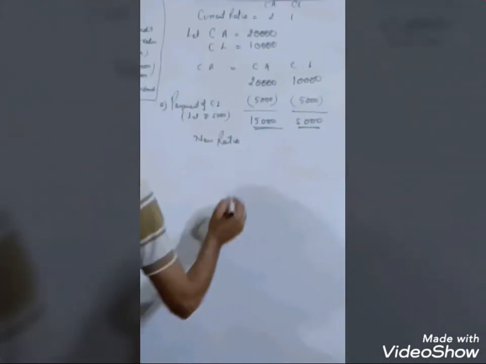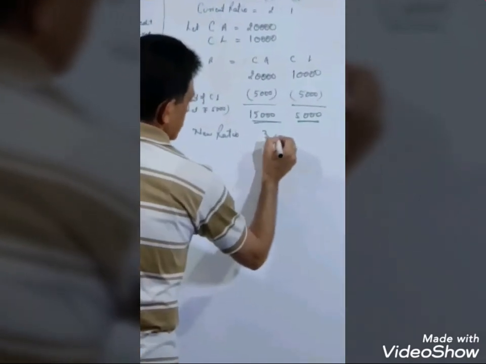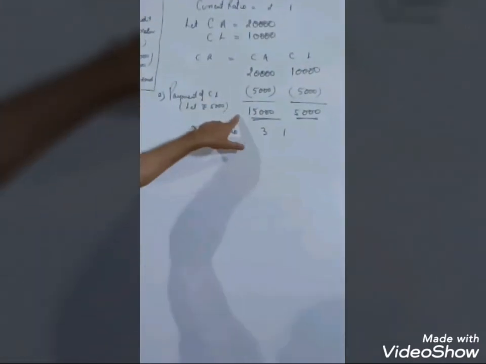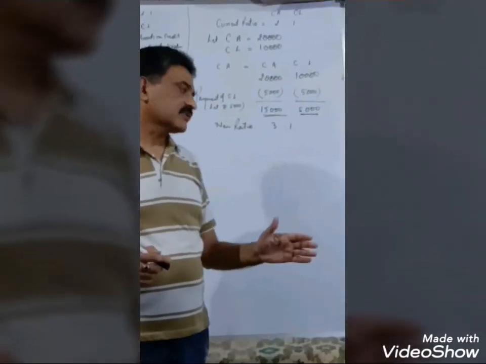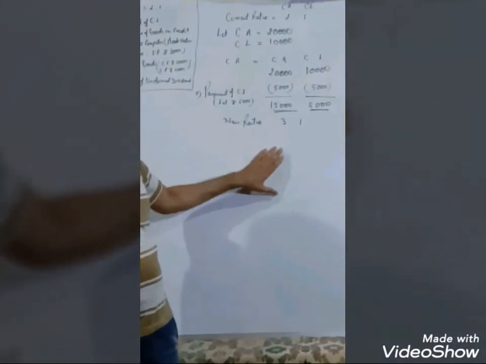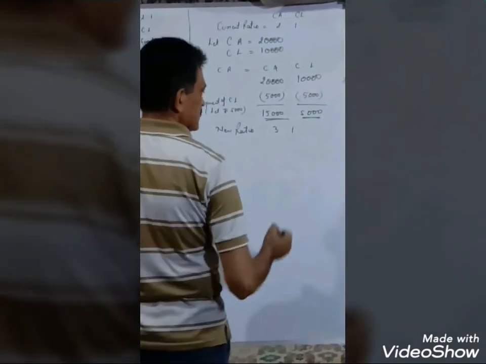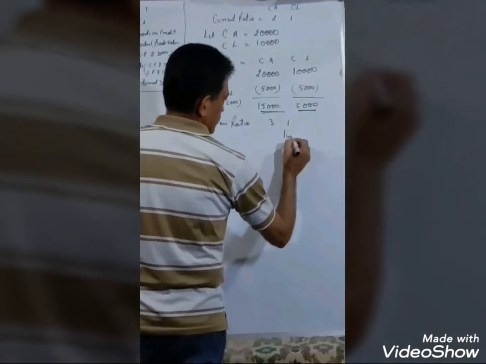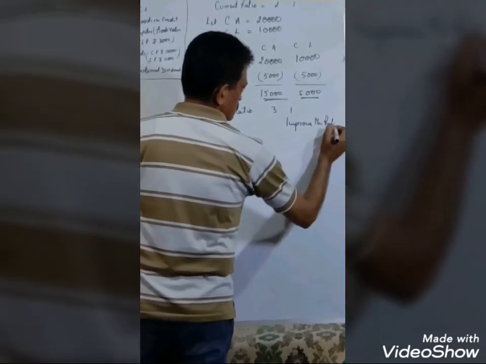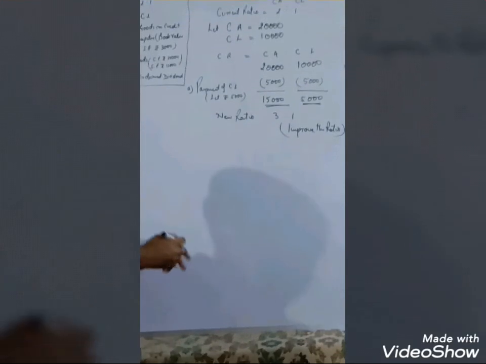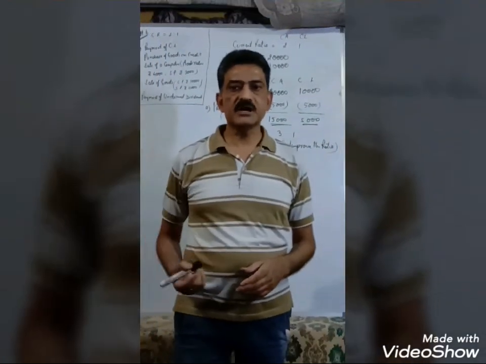New ratio. This is 3:1. That means current assets 15,000 divided by 5,000 current liabilities, the new ratio will be 3:1. Earlier the ratio was 2:1, that is before the payment of current liabilities. Now after the payment of current liability, the new ratio is 3:1. So this is the increase in the ratio. So this transaction will improve the ratio.